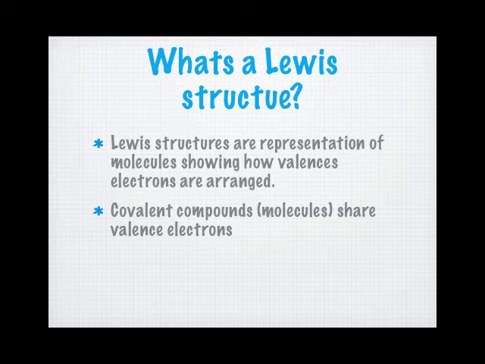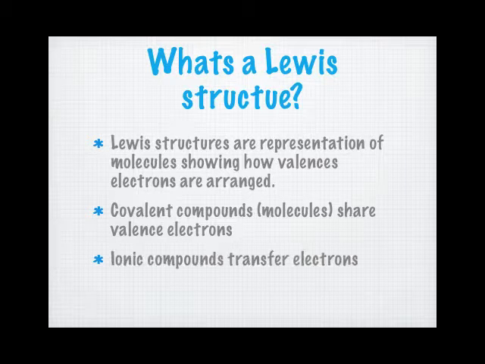Covalent compounds share valence electrons. This is just a little side note. And so these are all covalent. Ionic compounds transfer their electrons. We don't really look at ionic compounds very much when we talk about Lewis structures. We're really just going to be concerned with the covalent. But it does come into play in the next slide we have to look at.